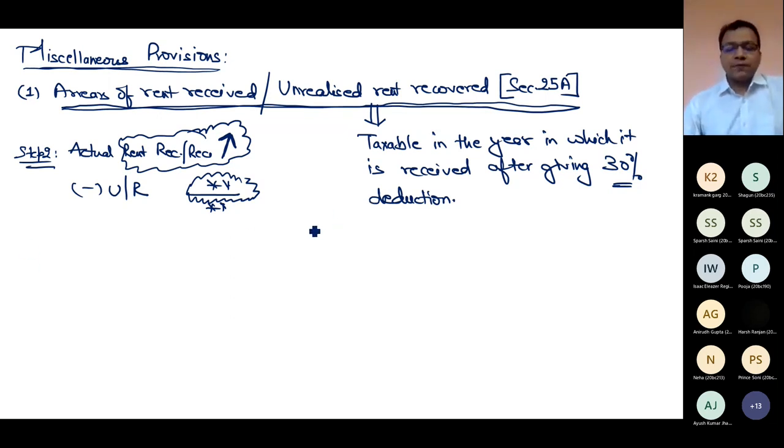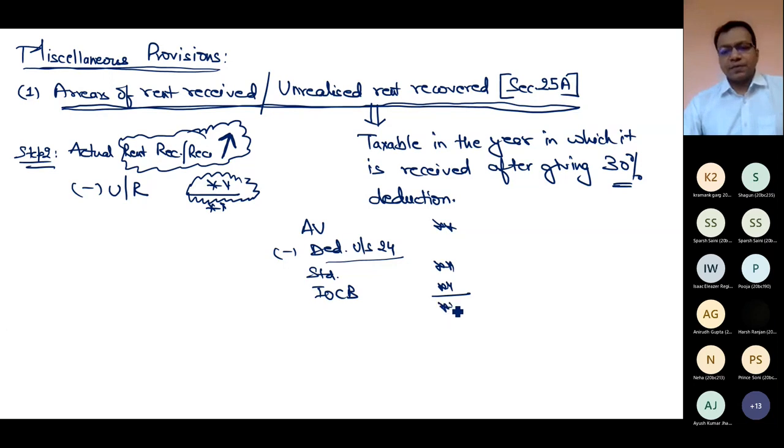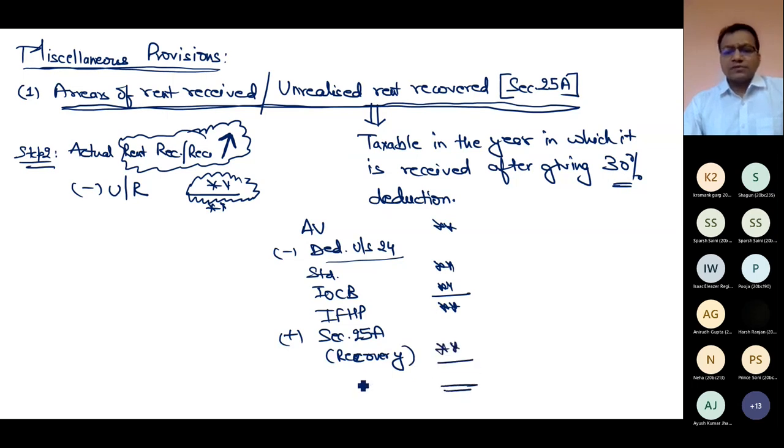So whichever property you have, you will compute annual value, and deductions under section 24: standard deduction and interest on capital borrowed. Till this discussion, I was saying that this is the answer, but no, I will add one more point. Add section 25A, recovery of unrealized rent. So I will add the recovery of unrealized rent or arrear of rent here, and now this will be known as my final income from house property. This is the new point which I have told you now.